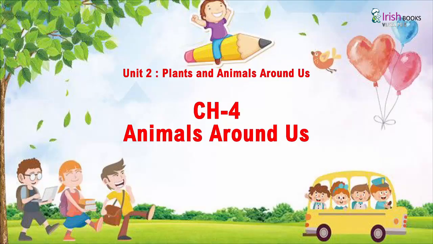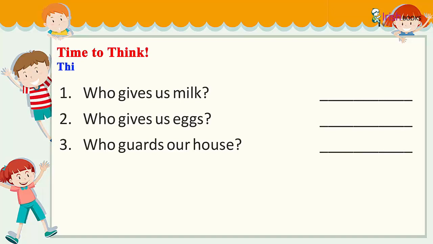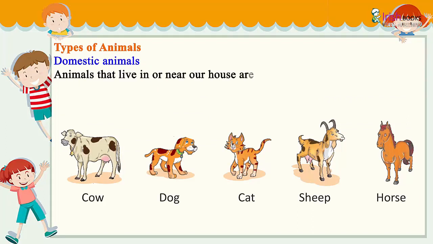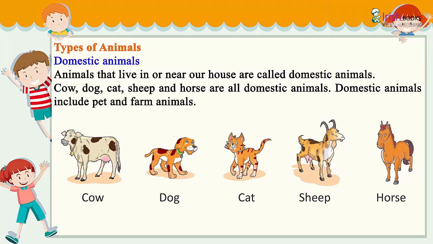Chapter 4. Animals around us. Time to think. Think and answer. Animals that live on farms or near our house are called domestic animals. Cow, dog, cat, sheep, and horse are all domestic animals. Domestic animals include pet and farm animals.